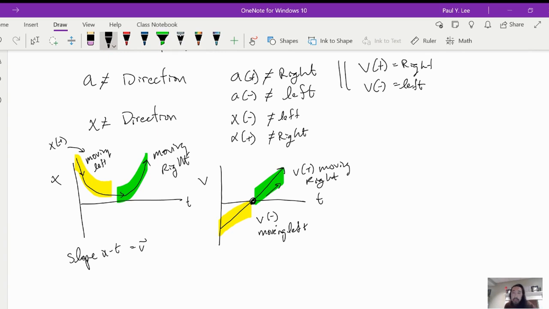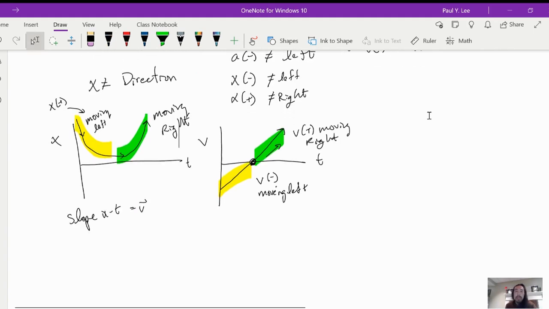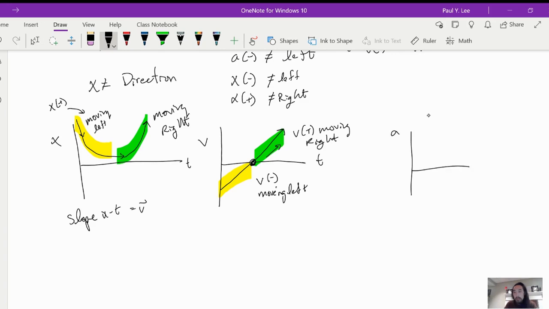And if you remember from the last unit in class, we spent a good amount of time color coding our worksheets so that this is the correct representation. All right, now let's actually get to this new unit. And this new unit is all about acceleration. So the acceleration time graph.